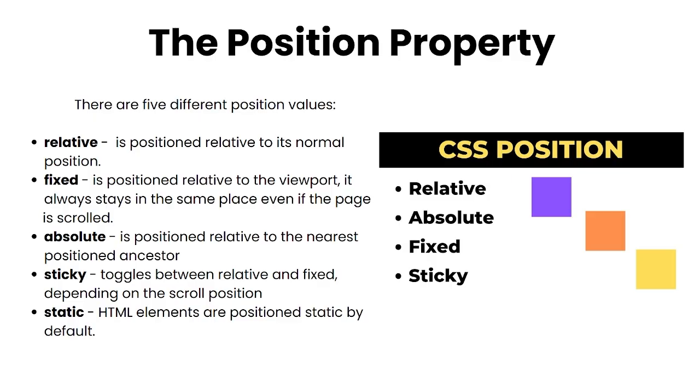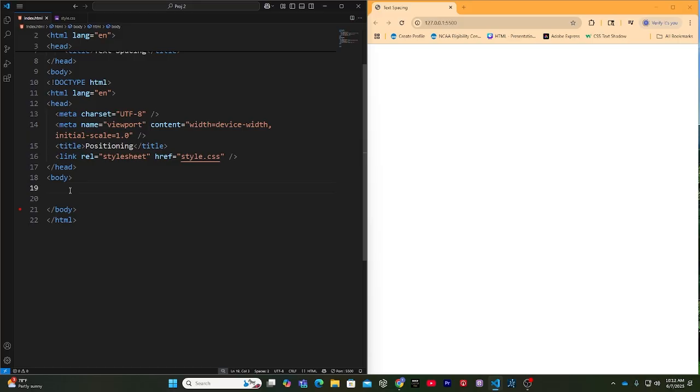Let's dive right in. We're going to be looking at the position property. There are 5 different position values. There's relative, fixed, absolute, sticky, and static. Let's first take a look at the relative position.